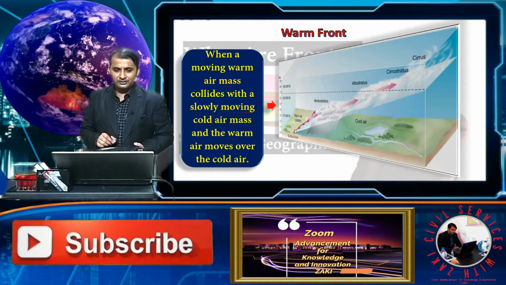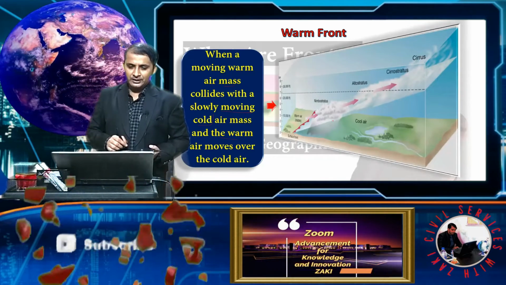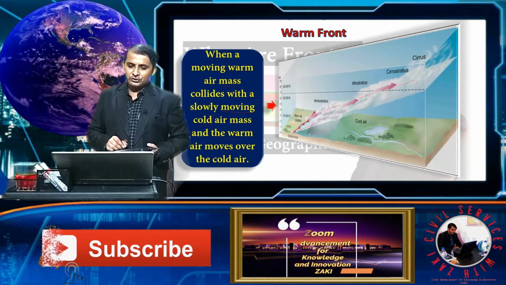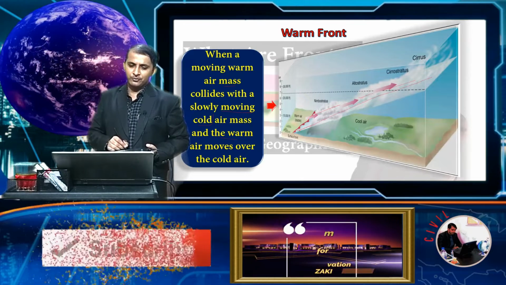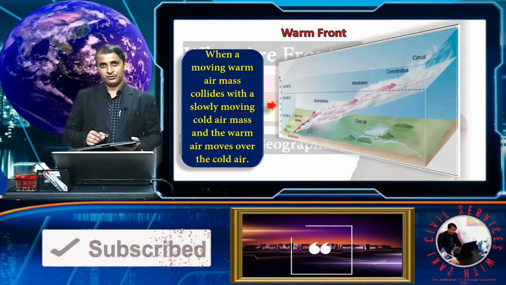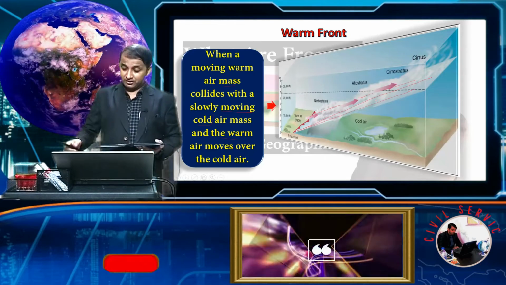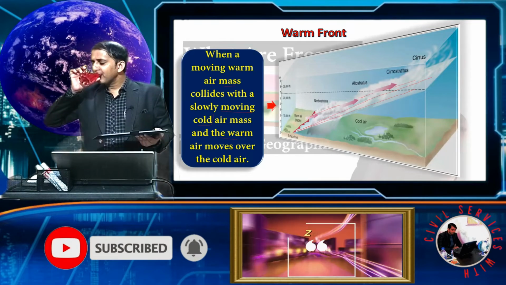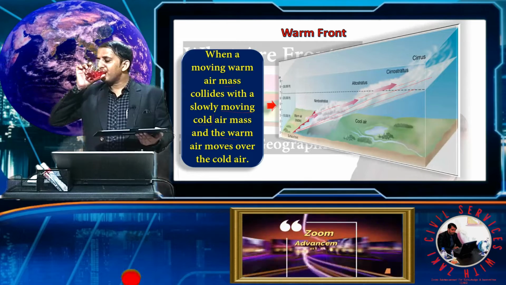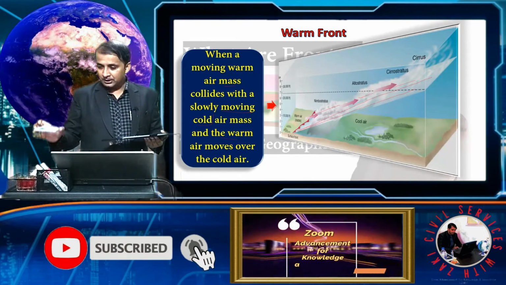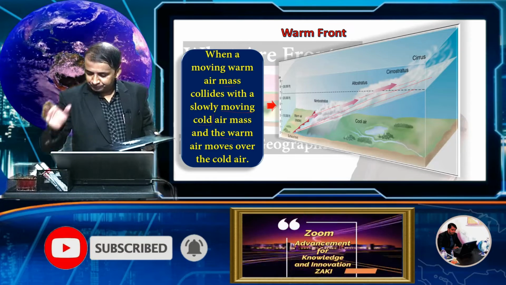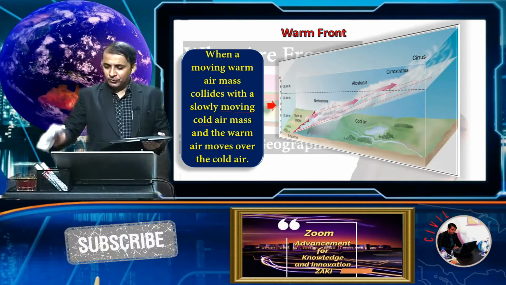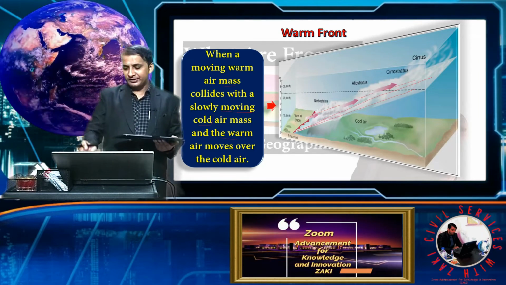So these warm air masses basically move over the cold air. See here, they move slowly and slowly, and this type of slope is a very gentle slope. So a very gentle slope is the symbol of warm front. So for more clarity, we see the animation.